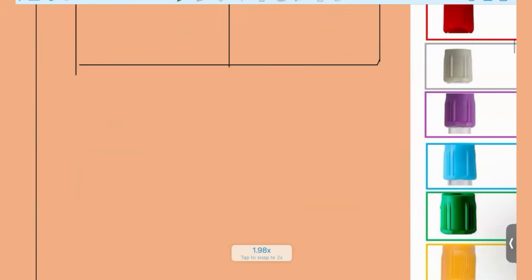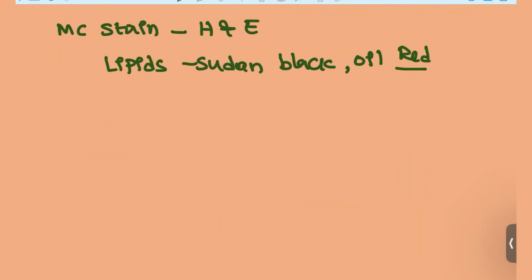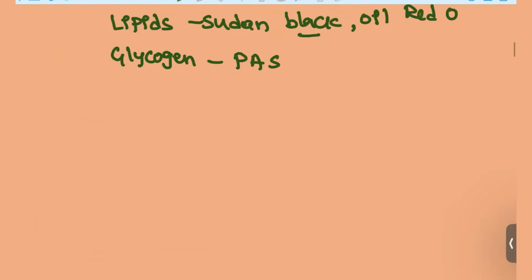Next, here we will see some of the important stains. The most common stain used in histopathology is hematoxylin with eosin. And for the lipids, we are going to use Sudan black and oil red. Black and red are used for the lipids. And next, glycogen. For this, we are going to use periodic acid Schiff.